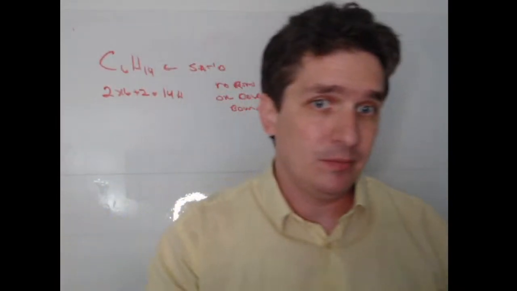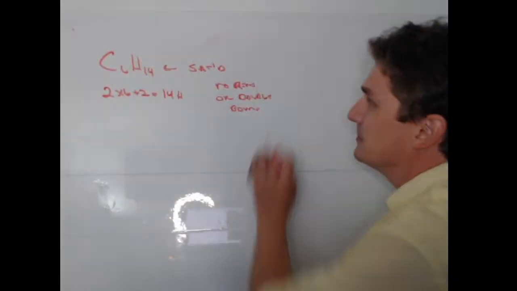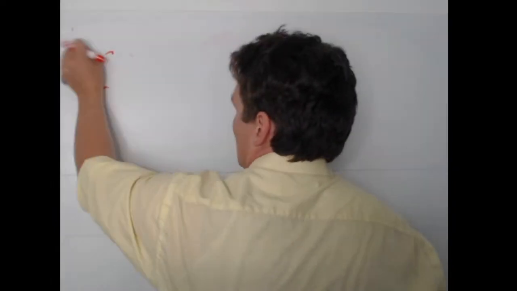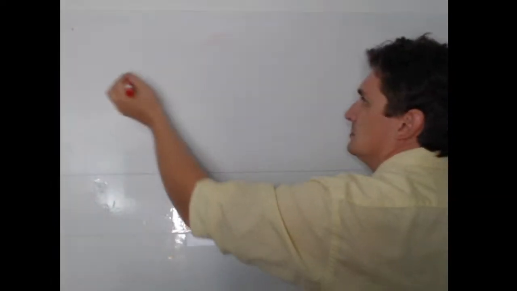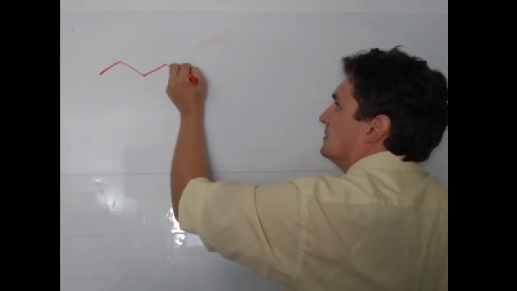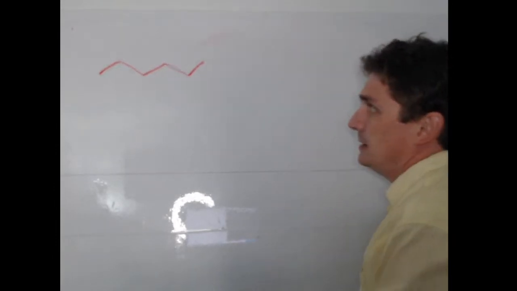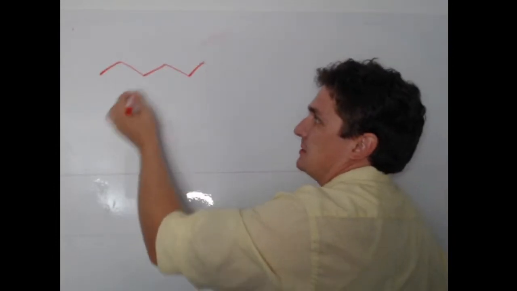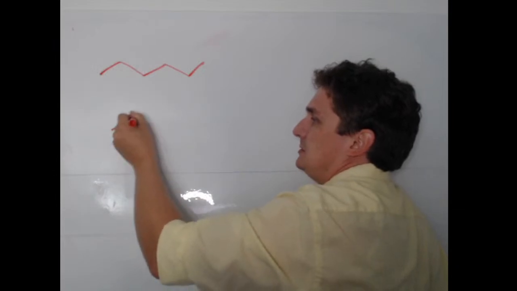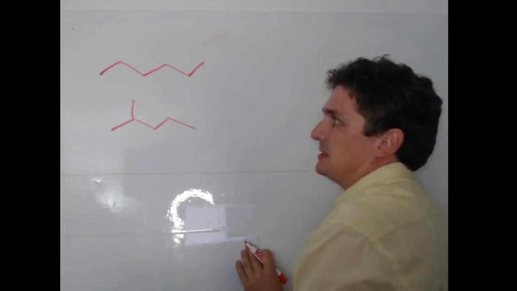So now we can start trying out iterations. Always start with the easiest one, straight line. 1, 2, 3, 4, 5, 6. So there's your first option. Now let's take this methyl group and let's move it somewhere. So if we move it to the first one, this is unique, this is distinct.